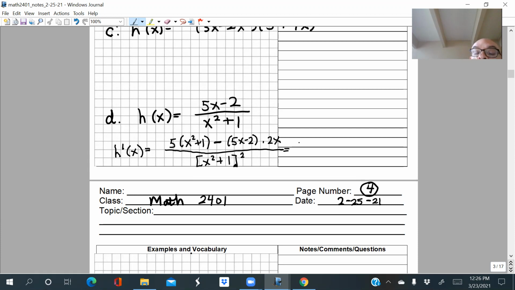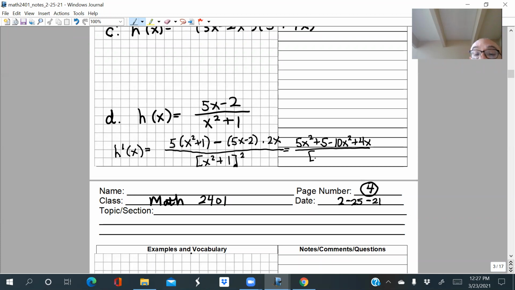So 5 times x squared plus 1 is 5x squared plus 5. And now be careful about this minus sign. And here also you have a product. 5x times 2x is 10x squared. But don't forget it's negative, so I have minus 10x squared. And then minus 2 times 2x is minus 4x. But I have this minus, so that makes it plus 4x.